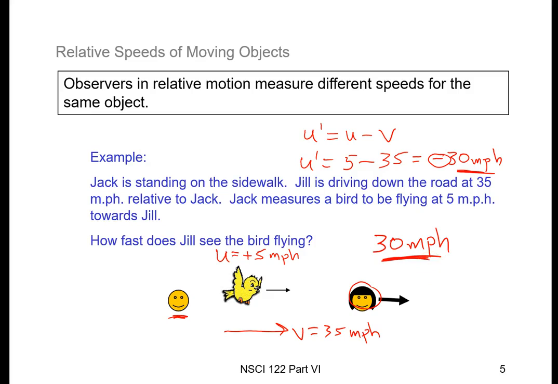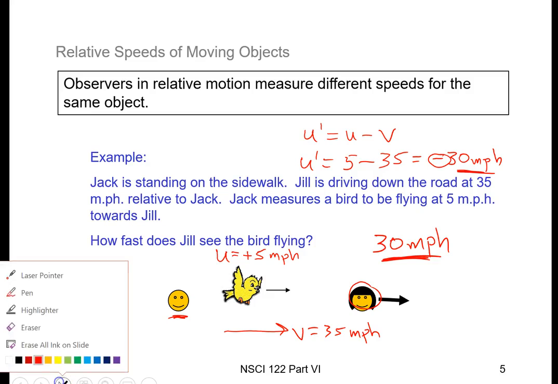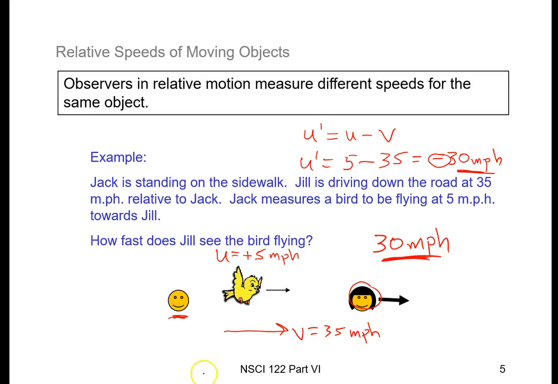In fact, let's try this. Let me change the color. Let's do purple. Okay. Let's suppose that the bird, instead of going to the right at 5 miles per hour relative to Jack, is going to the left at 5 miles per hour, relative to Jack. So, imagine the bird turns around and it's flying towards Jack at 5 miles per hour. How fast and in what direction would Jill see the bird traveling if she's still going to the right at 35 miles per hour?